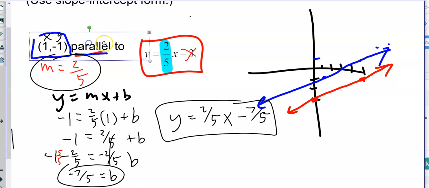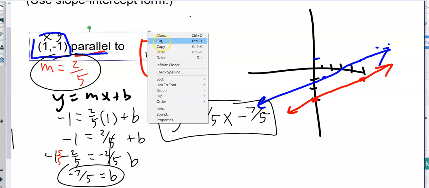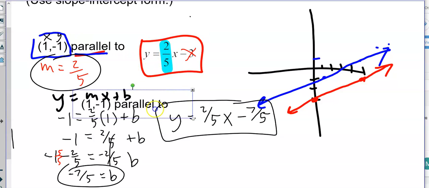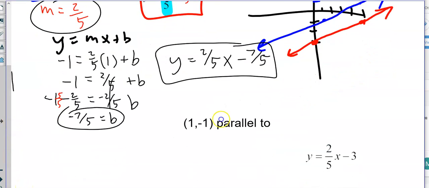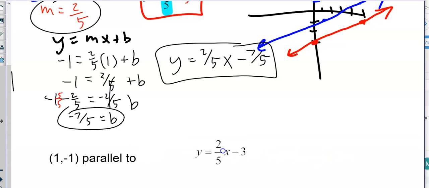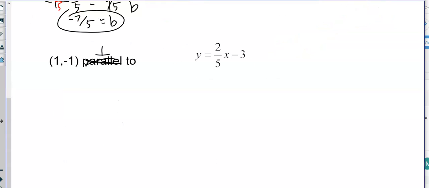Let's change this question slightly and try one more question today. So let me clone that and bring it down, and clone this one and bring it down. Okay. So we'll try one more question. This time, instead of finding the line that's parallel, let's find the line that's perpendicular. That's a symbol for perpendicular. So we're going to find the line that goes through this point, but is perpendicular to this line.